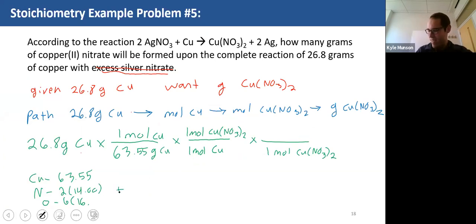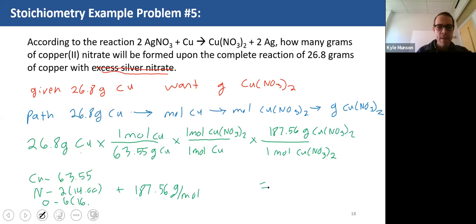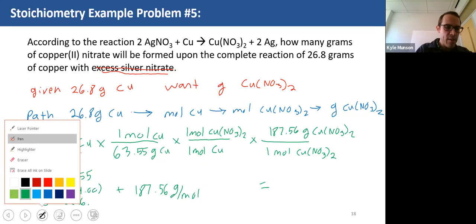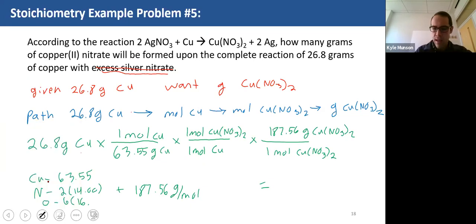Okay, so you add this up. The molar mass for this I get is 187.56 grams per mole. Okay, so 187.56 grams copper 2 nitrate. Okay, so you put all that into your calculator, and what you should get is 79.1 grams of copper 2 nitrate.